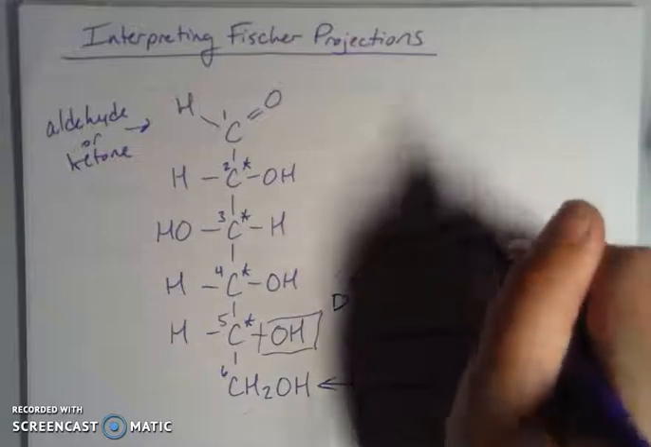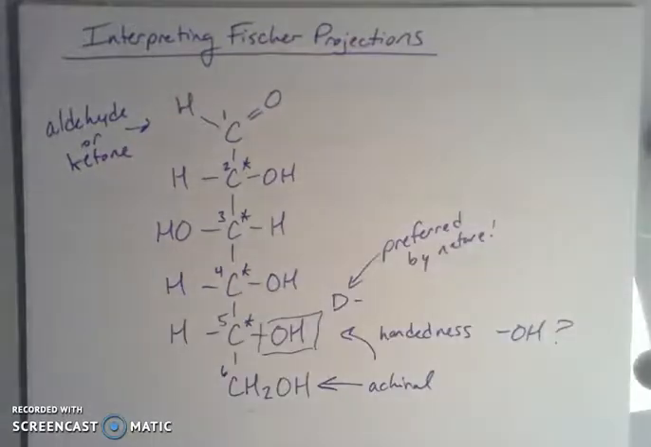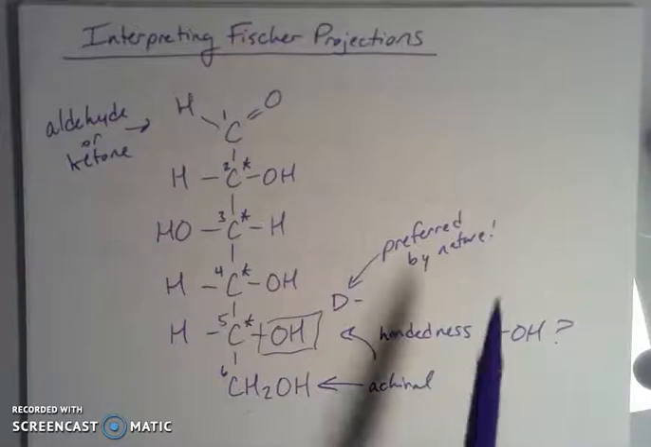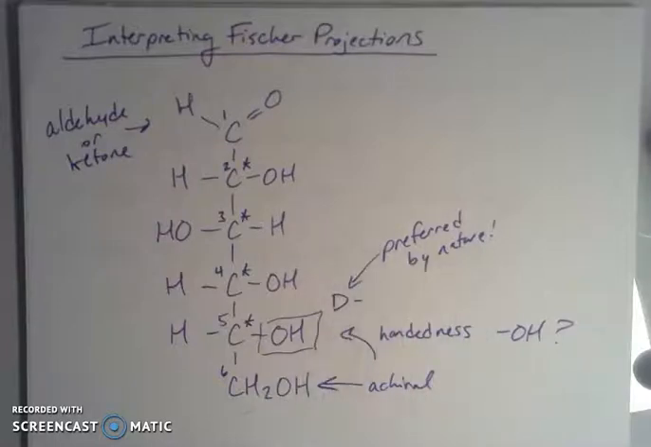Preferred by nature. So that's just one more thing for chemistry students to have to remember, right? L is the magic handedness for amino acids. D is the handedness for our carbohydrates. So the ones that are naturally occurring, the ones that our bodies utilize, are going to be the D on our Fischer projections.